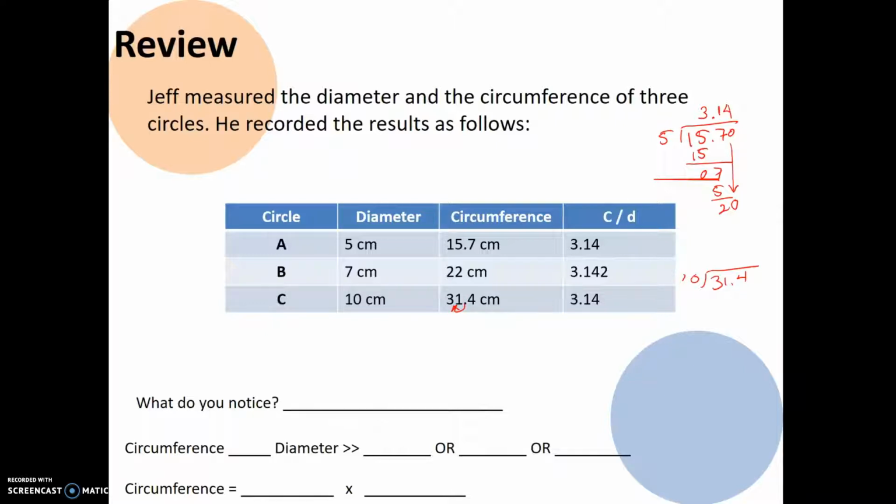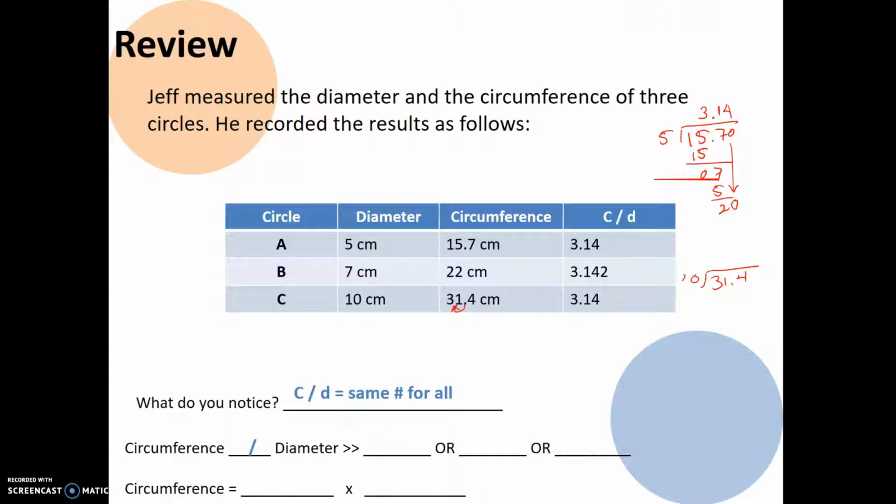So check that out, you guys. Every time I divide the circumference of a circle by its diameter, I am always going to get 3.14. You guys, that's a big deal. It doesn't matter what circle in the world you look at. The circumference divided by the diameter is always going to be 3.14 and some more decimal places. But I think by now you know that 3.14 is pi.